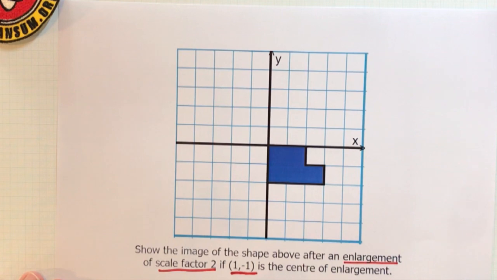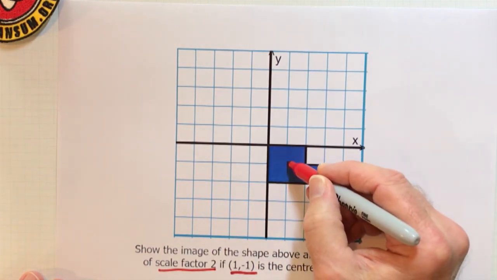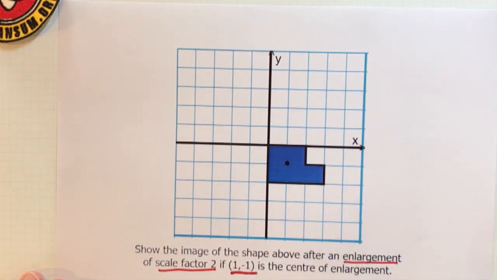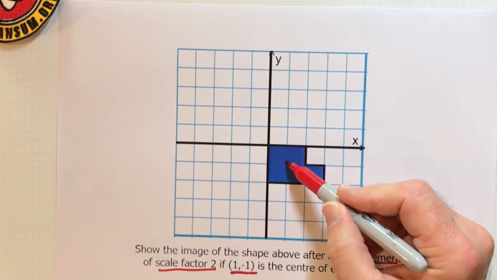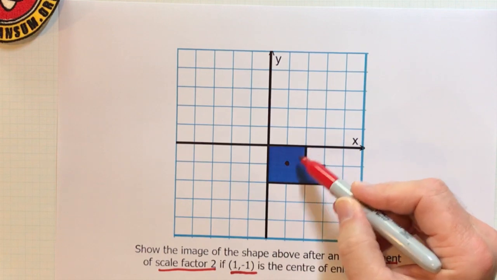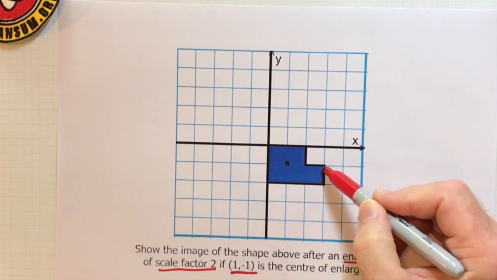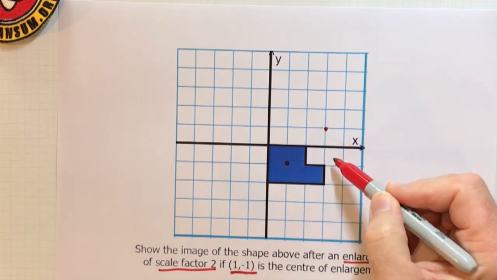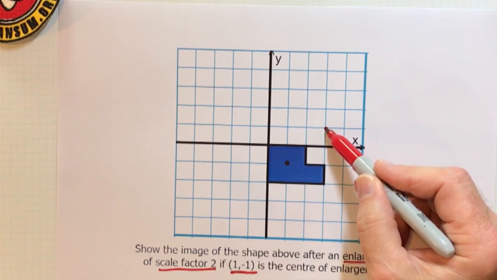So let's have a go at this. Let's put the point 1, minus 1 in first. 1 across, 1 down. That is the center of enlargement right there. So this is how you do it. I can see that from my center of enlargement, this top right point at the moment is 1 across and 1 up. So I want to double that because it's a scale factor of 2. So I'm going to go 2 across and 2 up and put a dot there. That's that top point, and that's the image of that point.